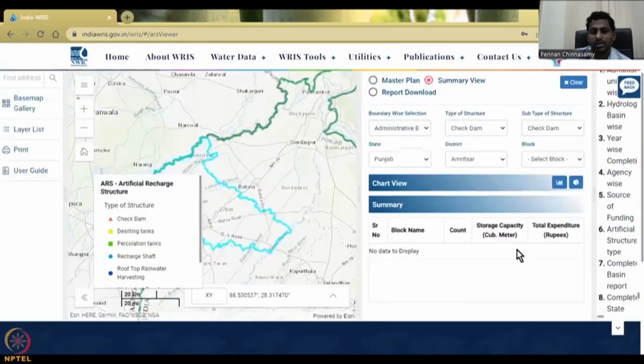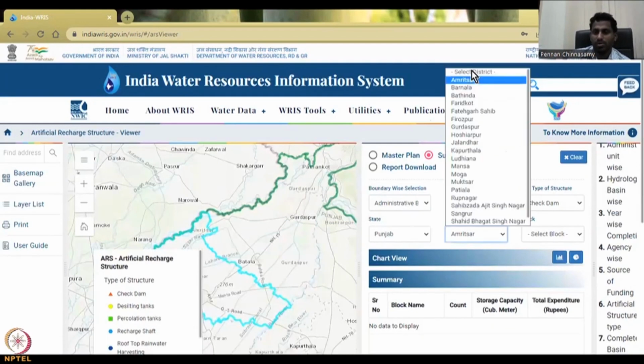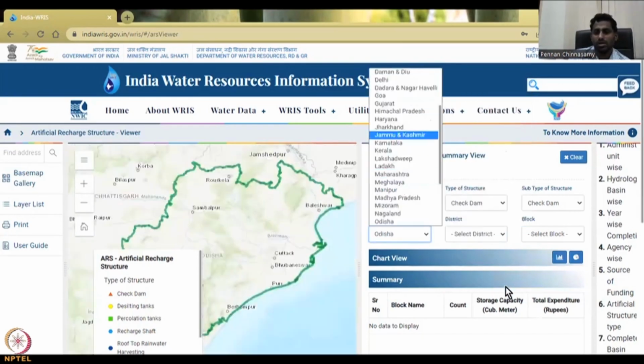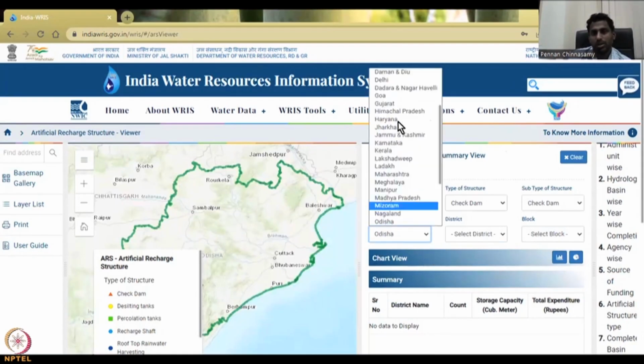As it was saying, it is still trial data, with no data to display, but we could keep all the districts. Punjab, okay, let's say Odisha, and it's no data to display. So it's not yet fully operational. I'll go back to Punjab.